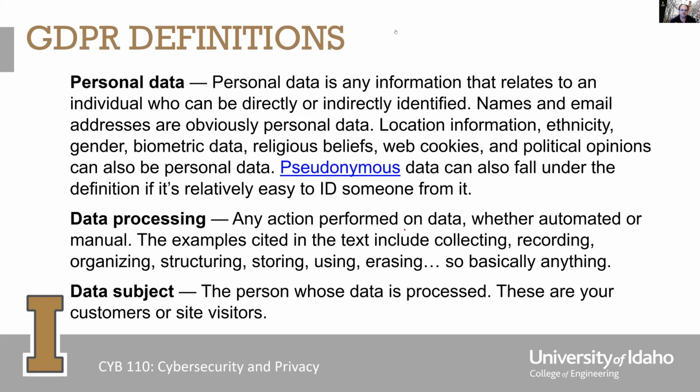Personal data is any information that relates to an individual who can be directly or indirectly identified through that information. Names and email addresses are obvious. But location information, ethnicity, gender, biometric data, religious beliefs, web cookies, and political opinions could also be considered personal data. Pseudonymous data can also fall under the definition, if it can really identify somebody.